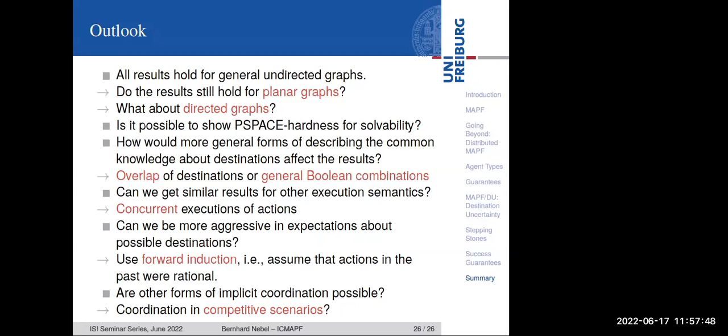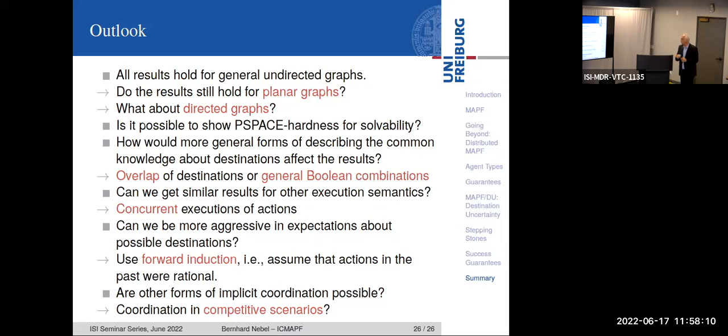So oftentimes, of course, robots don't operate on general graphs, but they operate on these very highly regular 2D or 3D lattice graphs. And so my second question is, are there any important special cases of graphs where you can solve the MAPF DU problem in a lower complexity class?